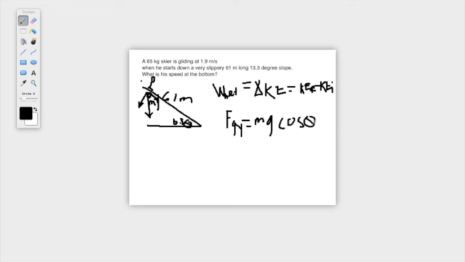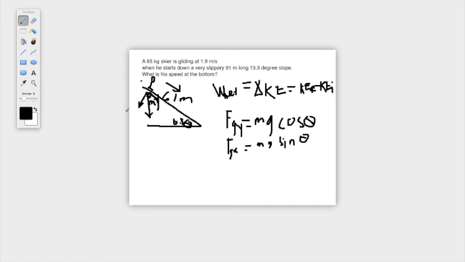Now, Fgy isn't actually causing the displacement. It's Fgx that's causing the displacement, which is Fgx equals mg sine theta. So be careful, it's not always going to be cosine. A good rule of thumb is that it's always the force that is parallel to the displacement, which is down here. And Fgx seems to be going the same direction.